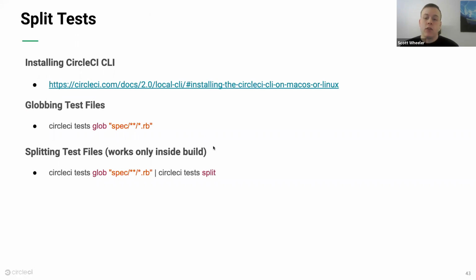You can split tests using the CircleCI CLI. In this example, we glob the tests together using CircleCI test glob and the path to the test definitions, then piping that to CircleCI test split to create a file which can be used by CircleCI to automatically distribute the tests to parallel containers.